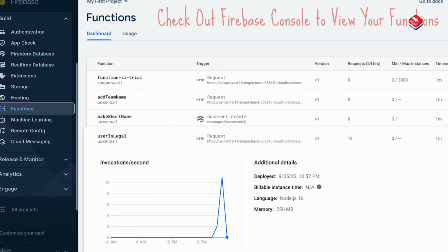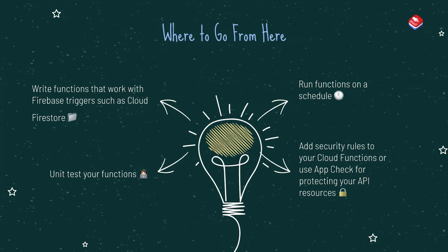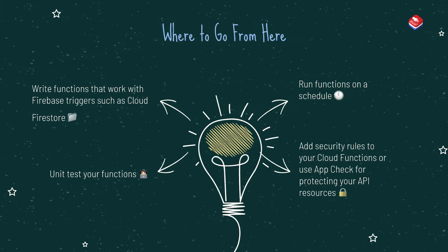And you get a more overview in Google Cloud Panel, but Firebase also shows you some information. So this was like only a fraction of what you can do with Cloud Function. But what I would suggest, if you're interested, there is a lot you can do with Firebase triggers, like Firestore. You can run unit tests for your functions. You can run functions on a schedule. And you can add security, which, as Elliot said, is quite important. So there is a lot of things that you can do.